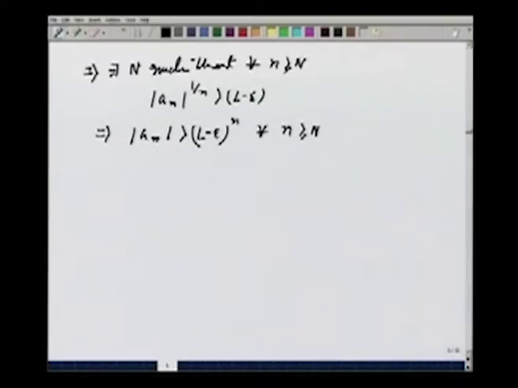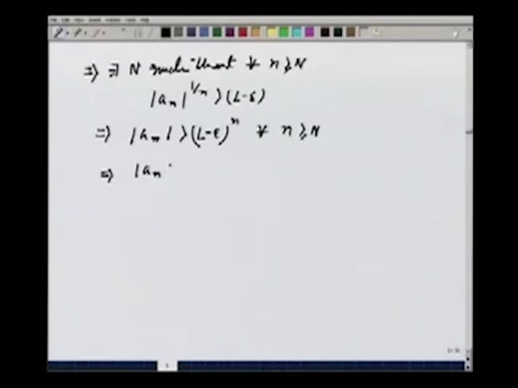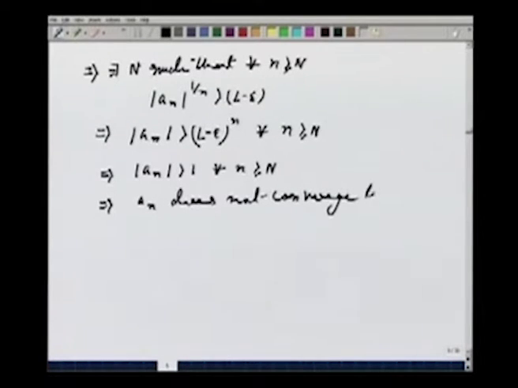Now notice that L minus epsilon being bigger than 1, L minus epsilon to the power n is always bigger than 1. So this would then imply that modulus of an is bigger than 1 for all n bigger than or equal to capital N. This certainly implies that an does not converge to 0. This implies that summation an does not converge. Okay.